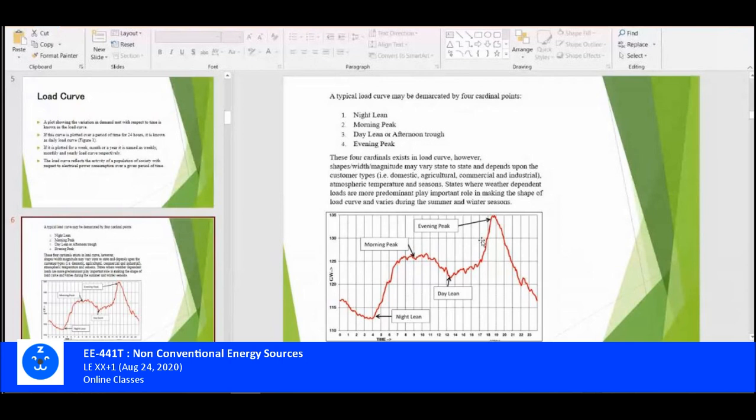So this is how a load curve is plotted, and it gives us a very fair, a very good idea of variation of the demand of consumers. So you must keep it in your mind whenever we talk about the variation or load periodicity.